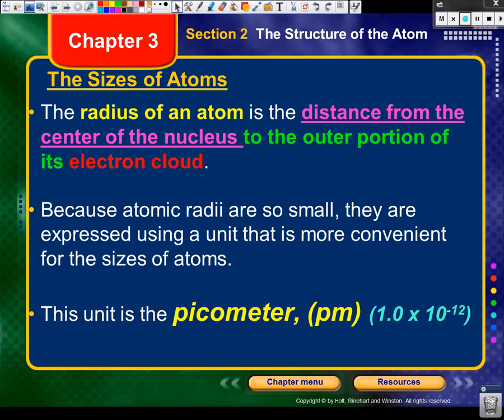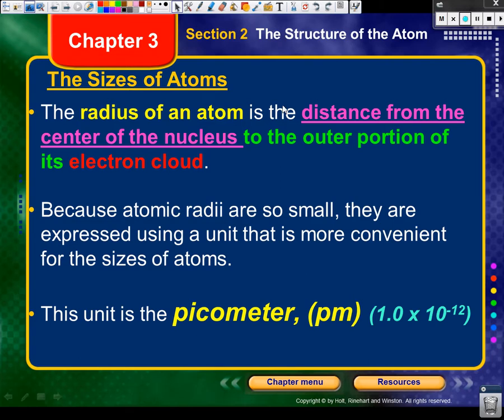But here's the question. It says the radius of an atom is the distance from the center of the nucleus to the outer portion of its electron cloud. If I handed you a ruler, obviously, if it was small enough, could you do it? Why can't you? Yeah, cloud. The electron cloud. Do you know where the edge of a cloud is? Is it always changing? So how do you know where the end is? You don't. It's not there. It's an interesting question.